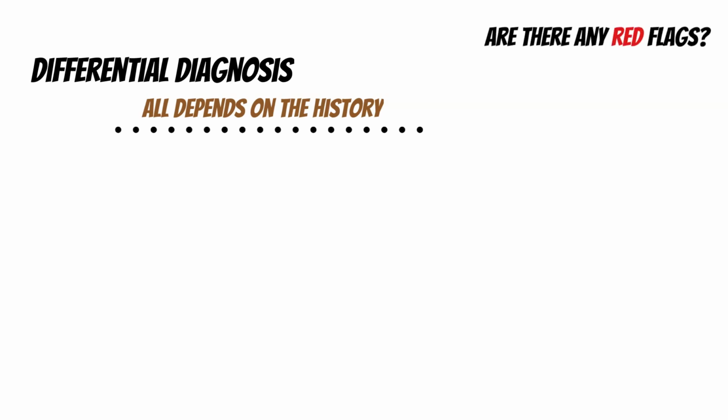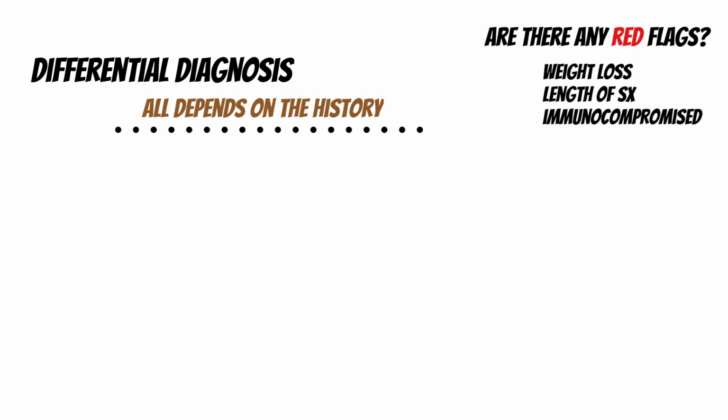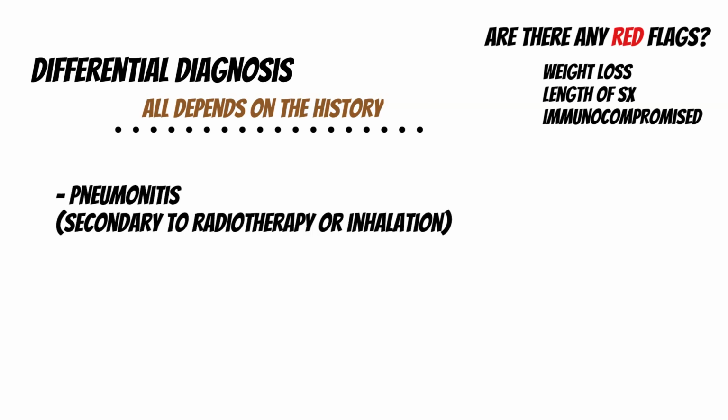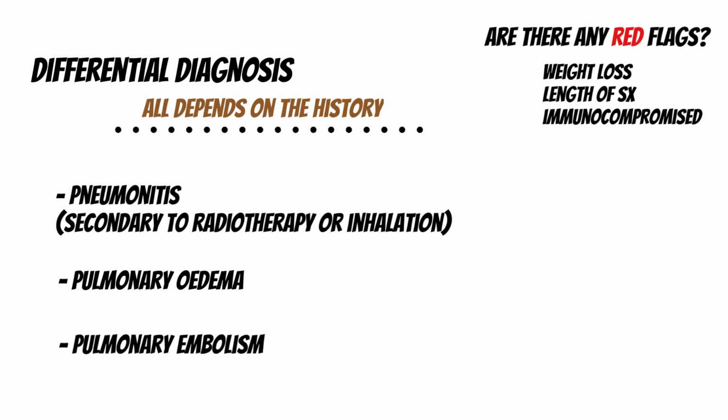Has the patient been losing weight? How long has this been going on for? Is there a history of smoking, for example? Are they immunocompromised? So a differential diagnosis in general, if it's an acute presentation and we think it's pneumonia, we always have to think about these ones. So pneumonitis: is it secondary to radiotherapy or some sort of inhalation? Is it pulmonary edema, which can present in a similar way?